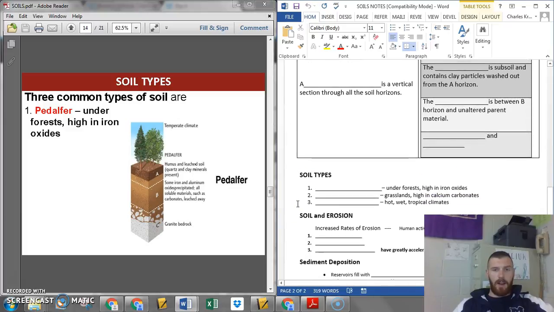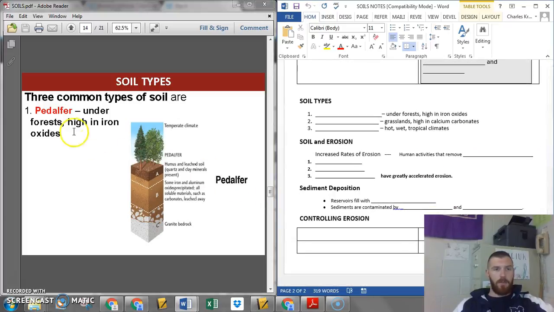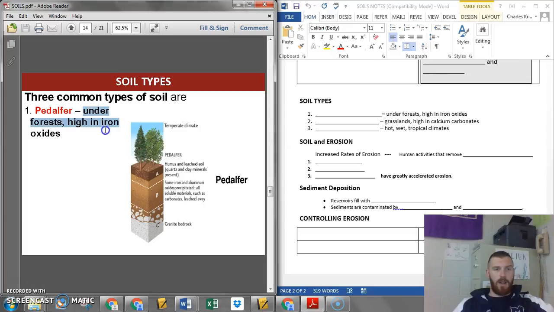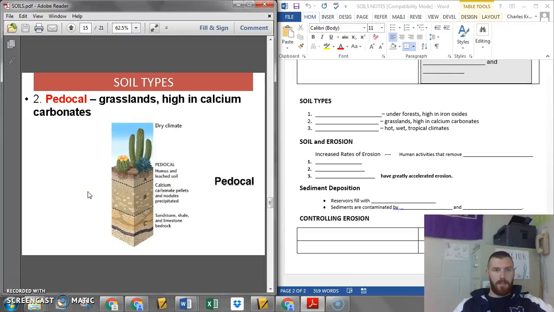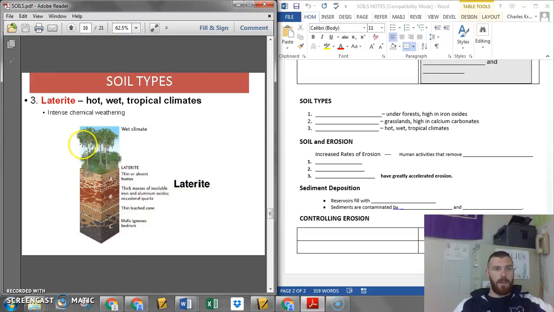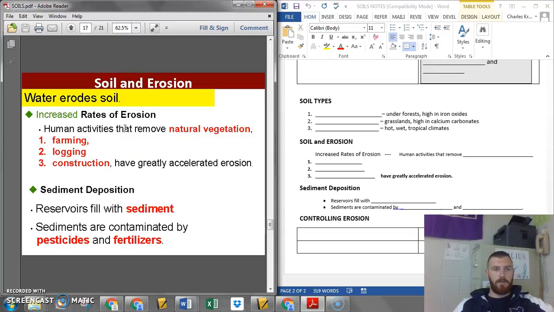There are 3 common types of soil. You have the pedalfer, which is under forest, which is high in iron oxides. You can see all the different things about that here. You have the pedocal, which are grasslands and are high in calcium carbonates or organic matter. You can read all about that here as well. And you have the laterite, which is under hot, wet tropical climates. And these undergo intense chemical weathering because as temperature increases, so does the chemical weathering process.